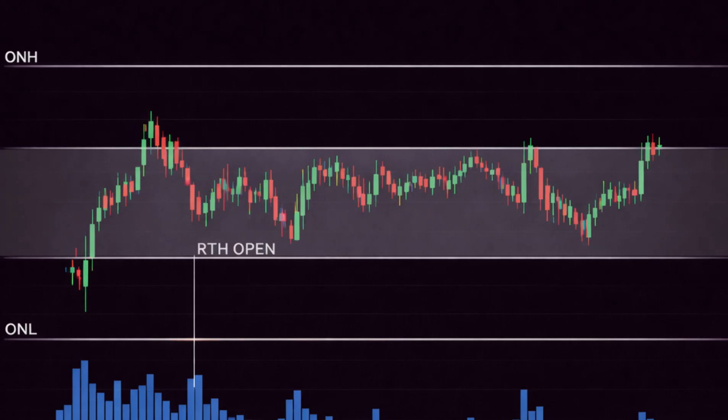Here's the chop filter that saves accounts. If the 15-minute overlaps and price is trapped inside the midnight to open, overnight high, and overnight low rails, assume rotation. Trade edges with your trigger rules, or stand down. Avoid mid-range boredom trades. Your edge isn't in the middle. The map already told you where the danger is.